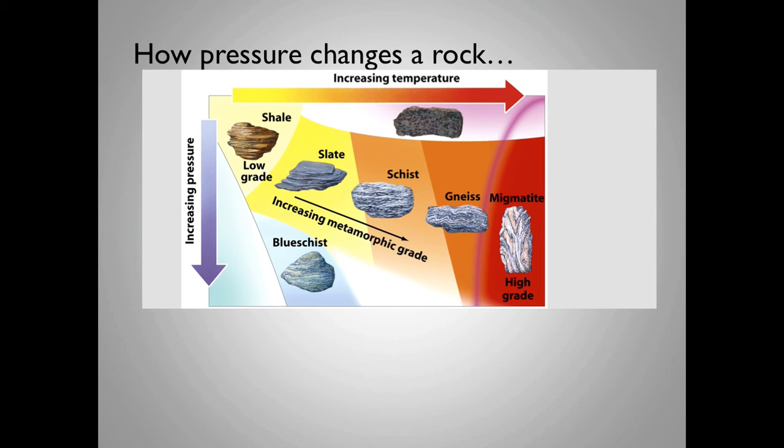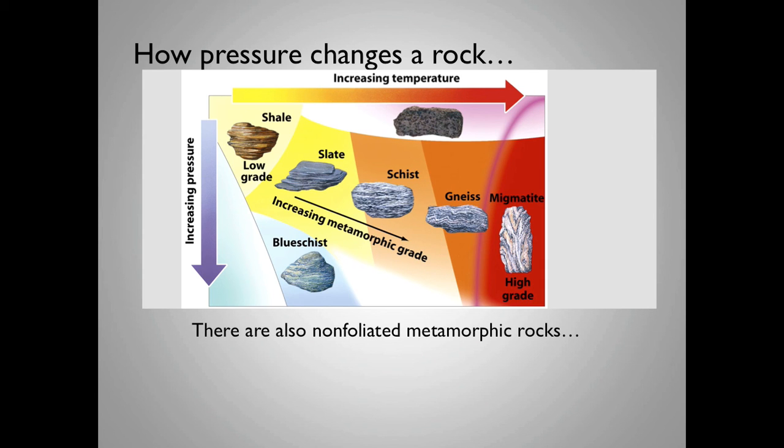Another picture showing increasing pressure and temperature and how the rock would change from a shale to a slate to a schist to a gneiss to possibly a migmatite if it was under enough pressure.